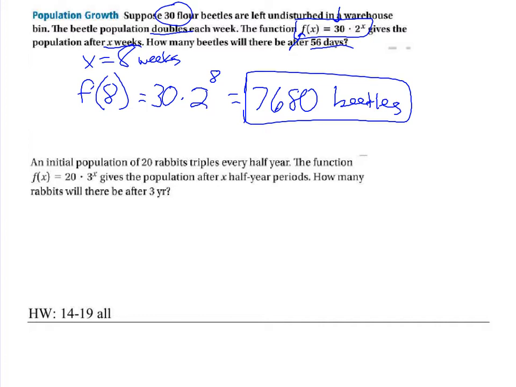Okay, the second problem. An initial population of 20 rabbits triples every half year. The function f of x equals 20 times 3 to the x gives the population after x half-year periods. How many rabbits will there be after 3 years? So what does this mean, every half year?